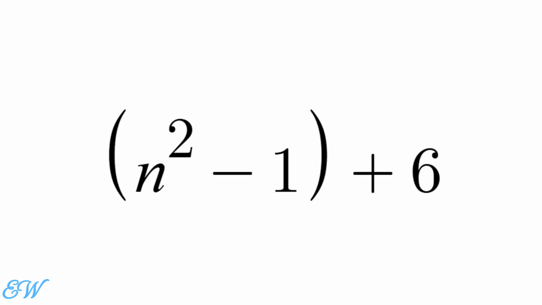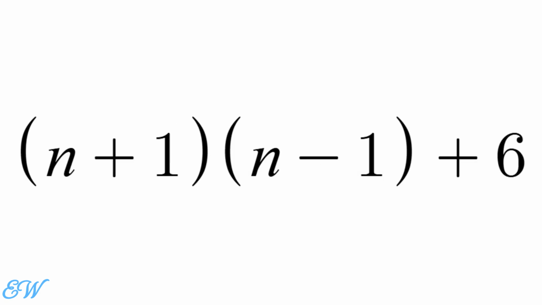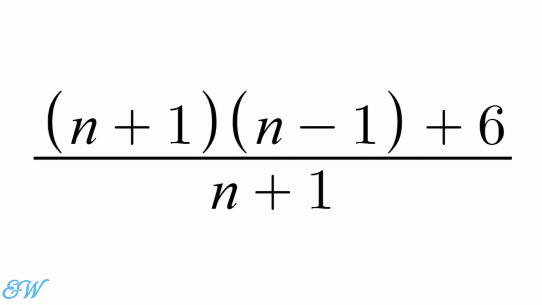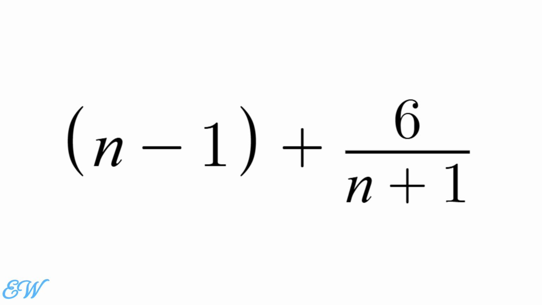Now we can use the same method that we used in the first problem and make this n squared minus 1 plus 6, and make sure that this is still equal to n squared plus 5. So then we can factor n squared minus 1, so we get n plus 1 times n minus 1, and then we have the plus 6 at the end. Now we can divide this expression by n plus 1 like we did before, so that we can find the solutions to our problem. If we fully simplify that fraction that we had in the previous few seconds, we get n minus 1 plus 6 over n plus 1.